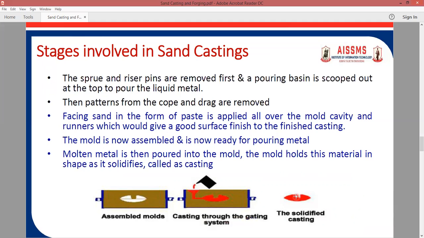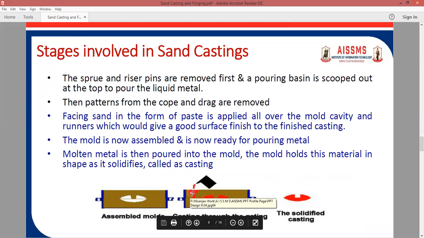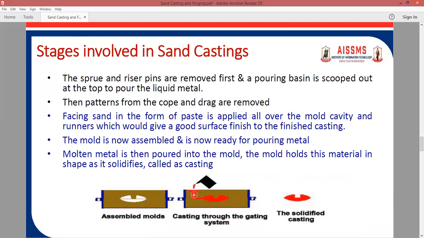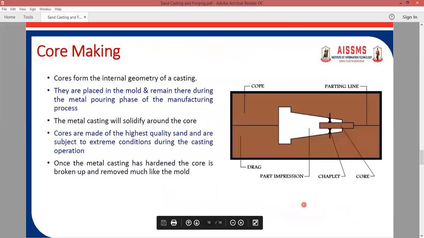Then stages involved in the sand casting. So what is the first step? The sprue and riser pins are removed. So the sprue and riser pins we first remove from the drag and cope box. Then the pattern fills the cavity using this sprue and runner. So here molten metal is poured in a gating system and the hollow casting gets filled up. And the final finished product is obtained outside. So this is called the solidified casting. So this is the complete flow of the casting process.